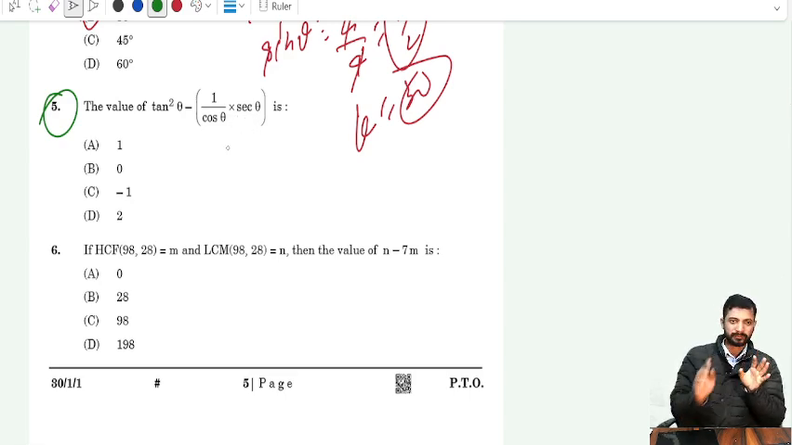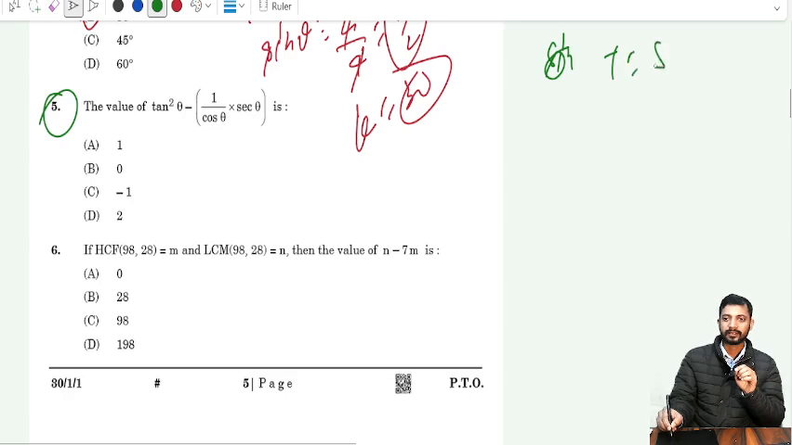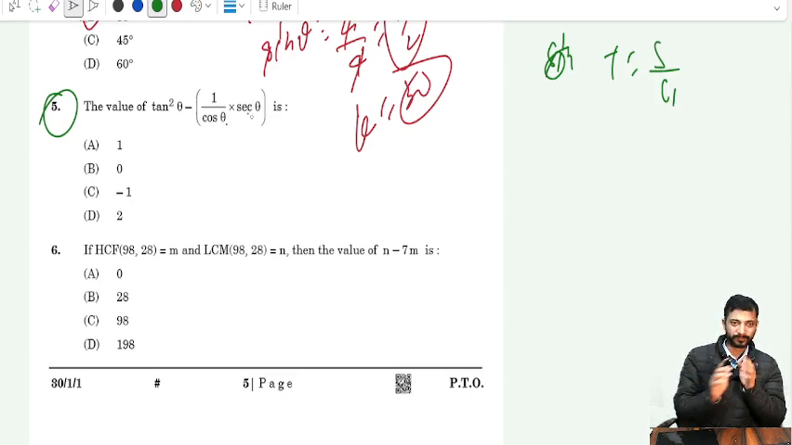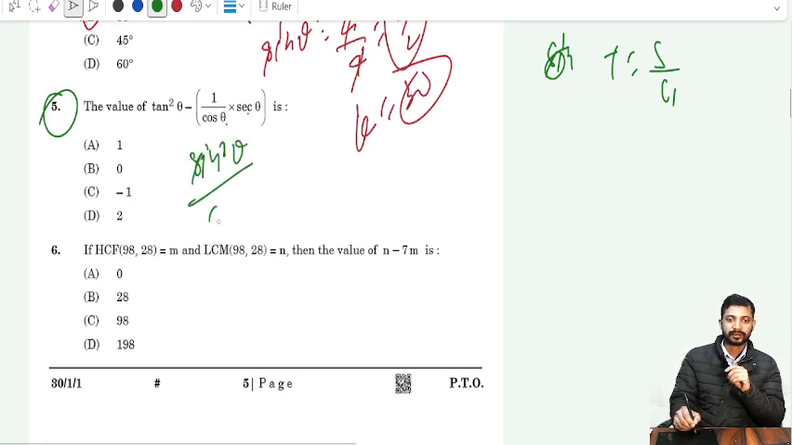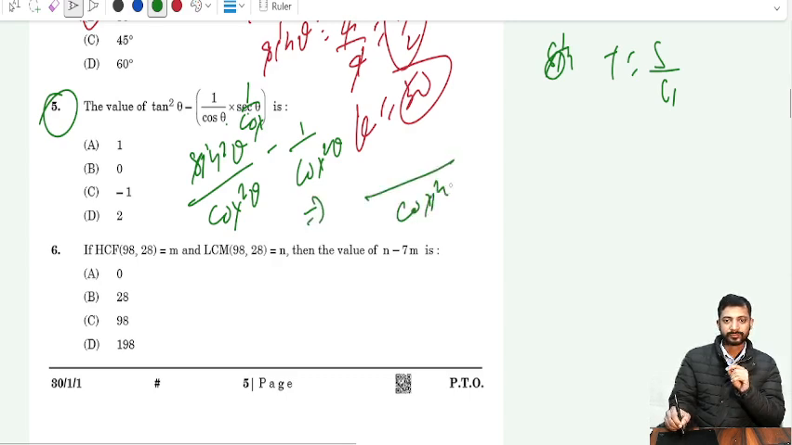Here you have to remember tan theta is equal to sine by cos, and 1 by cos is equal to sec. It means sec and cos are reciprocals. So tan square can be written as sine square theta upon cos square theta minus 1 by cos, and this sec gives you 1 by cos. So if you multiply, this gives you 1 by cos square theta, and if you take the LCM, this gives you cos square theta. This is sine square theta minus 1.